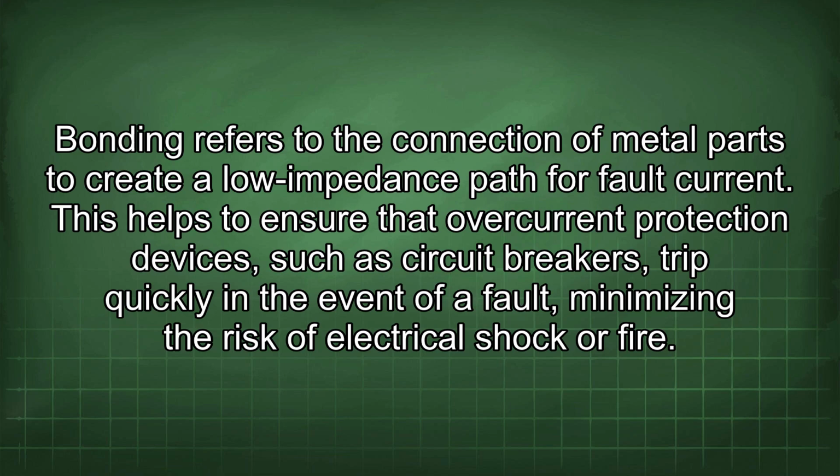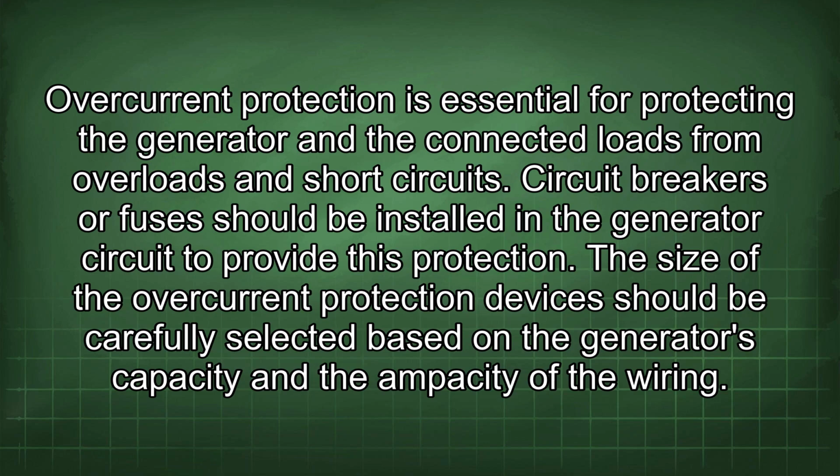Bonding refers to the connection of metal parts to create a low impedance path for fault current. This helps to ensure that overcurrent protection devices, such as circuit breakers, trip quickly in the event of a fault, minimizing the risk of electrical shock or fire. Overcurrent protection is essential for protecting the generator and the connected loads from overloads and short circuits. Circuit breakers or fuses should be installed in the generator circuit to provide this protection.